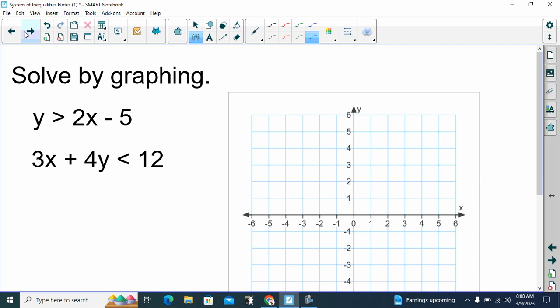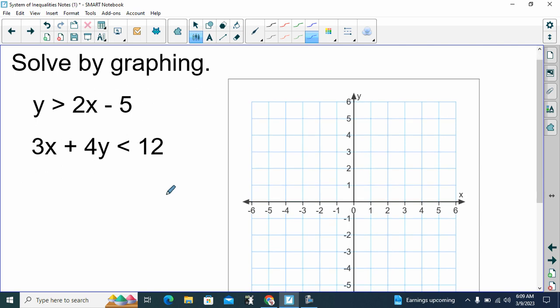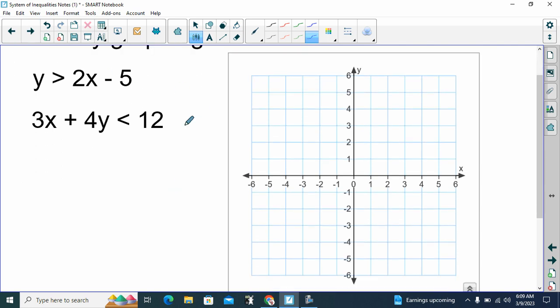So example 1, we were asked to solve by graphing. Remember, linear inequalities, we only solve them by graphing. It says y is greater than 2x minus 5, and 3x plus 4y is less than 12. First inequality, the slope is 2 and the y-intercept is negative 5. It is in slope-intercept form. We start by graphing it.